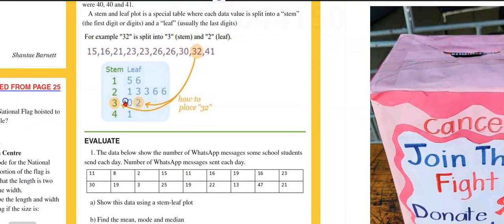Now let's take a look at this. How many numbers would we have in the 20s on this same stem and leaf here? We'd have 21, 23, 23 again, 26, and 26 again. So we'd have 5. 1, 2, 3, 4, 5 numbers in the 20s.